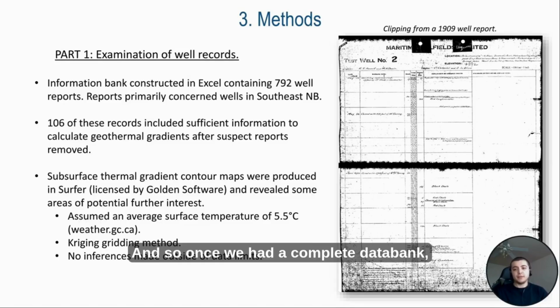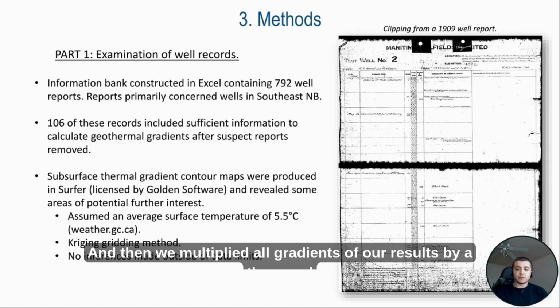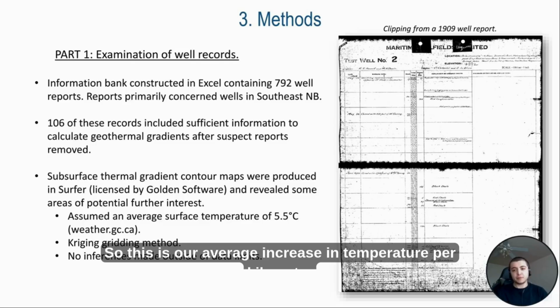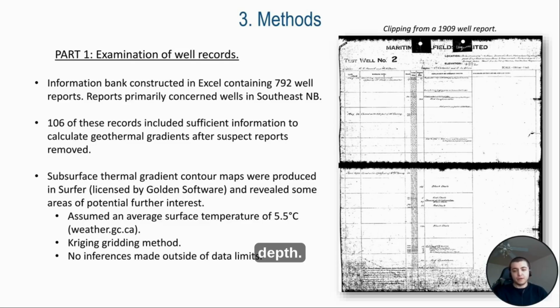And so once we had a complete data bank, we calculated geothermal gradients by taking the measured bottom hole temperature that was listed in the reports, subtracting an average surface temperature of 5.5 degrees Celsius, and dividing that number by the given or calculated vertical depth of the well. And then we multiplied all of our results by 1,000 so that we could get values in the units degrees Celsius per kilometer. So this is our average increase in temperature per kilometer depth.